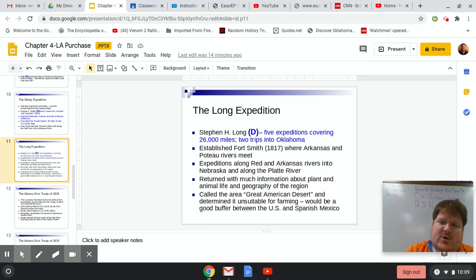This was also a part of the War Department. They decided to establish a military post in the western boundaries of the Arkansas Territory to address certain hostilities with the Osage and other tribes. They established Fort Smith, where the Arkansas and Poteau Rivers meet. Expeditions went along the Red and Arkansas rivers into Nebraska. They returned a lot of information about plant life, animal life, and geography around that area. They also called the area the Great American Desert and determined it unsuitable for farming in this region.